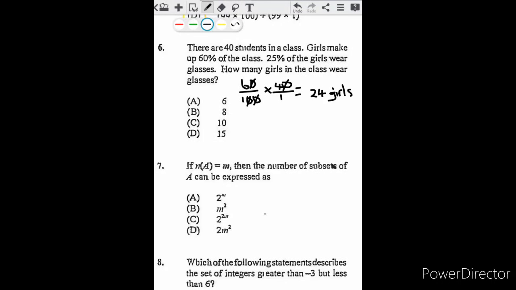The question now says that 25% of the girls wear glasses. So we now need to find 25% of 24 girls, which would be 25 over 100 multiplied by 24. Simplifying that, we know that 25 into 25 is 1, and then 25 into 100 is 4 times. Multiplying across, we have 1 times 24 is equal to 24, and 4 times 1 is equal to 4. Simplifying, we have 4 into 4 is 1, and 4 into 24 is 6. Hence, our answer is 6. And that is A.